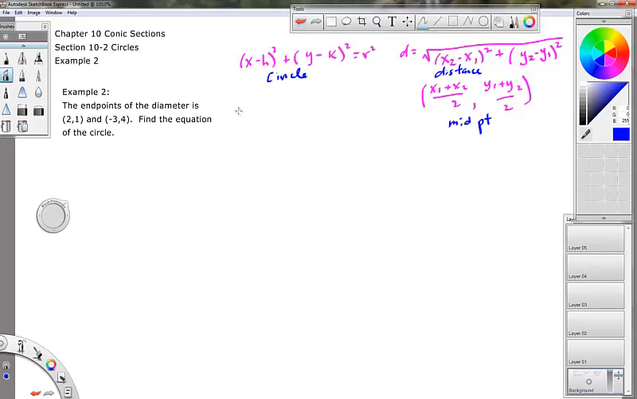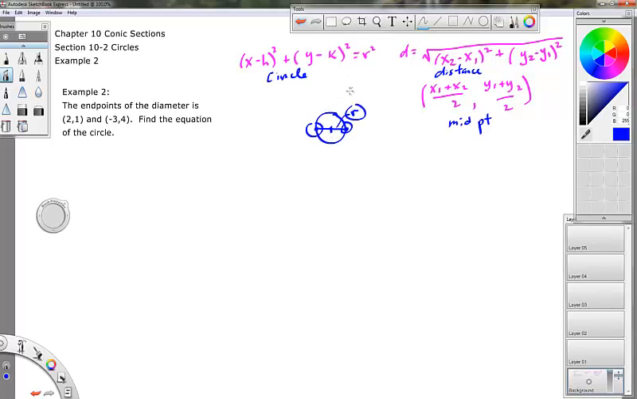Remember, guys, the diameter goes through... I'm just going to do a little junk sketch here. The diameter goes through the center of a circle. So if you know this point and this point, if you find the distance of this line segment, you will find how long the diameter is. Then if you cut that in half, you will find out how long the radius is.